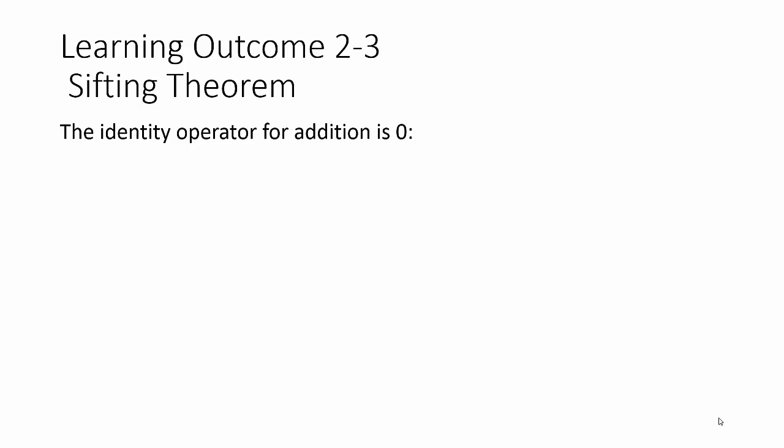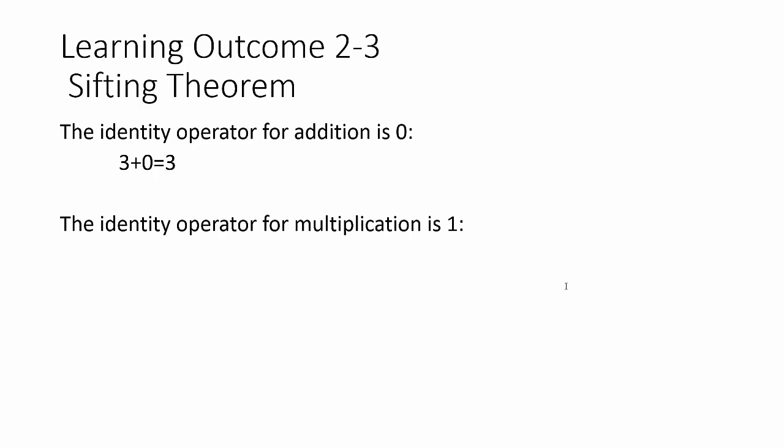So let's consider addition. For addition, the identity operator is 0, because 3 plus 0 is 3. Addition of 0 does not change the value. The identity operator for multiplication is 1. 3 times 1 is 3. Multiplication by 1 does not change its value.